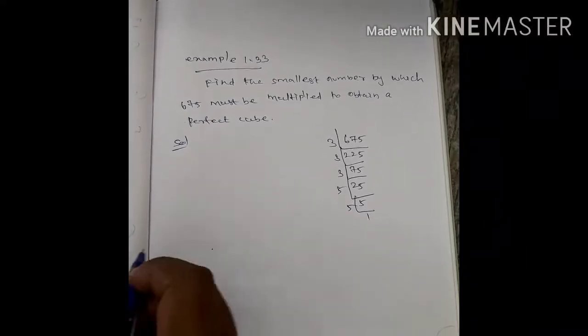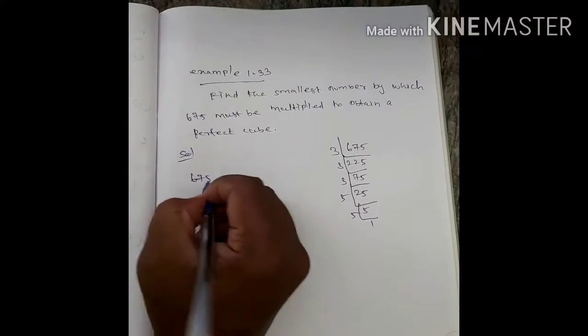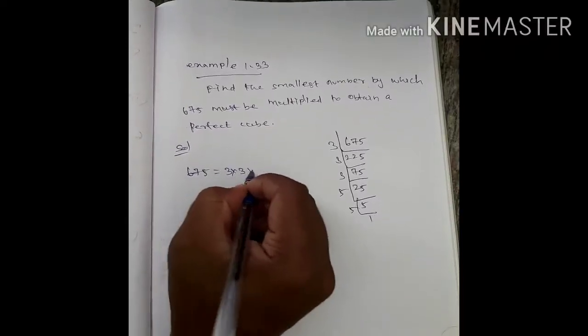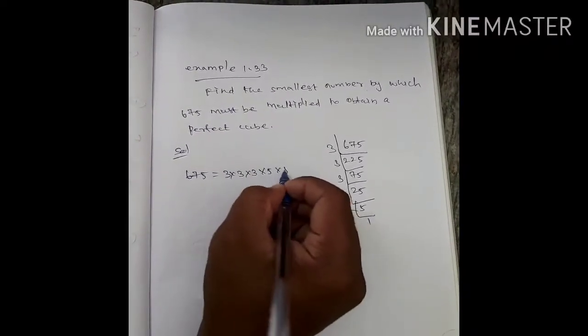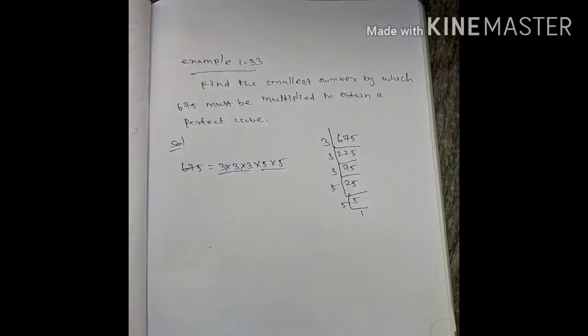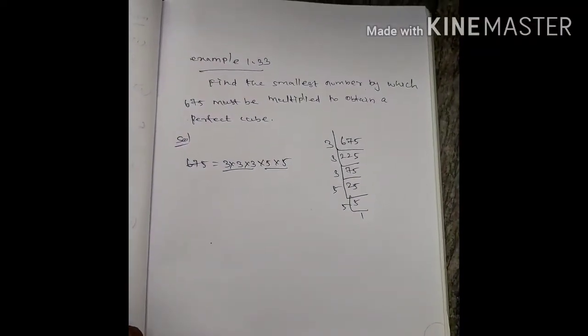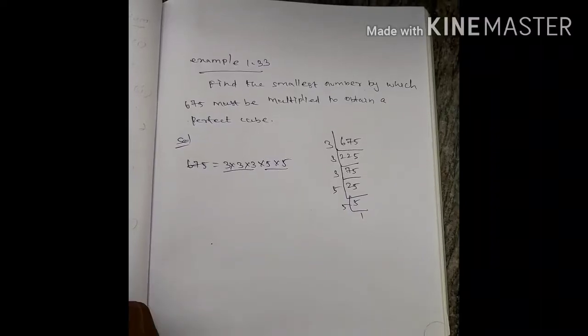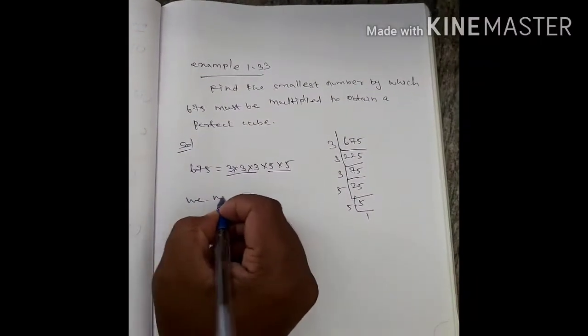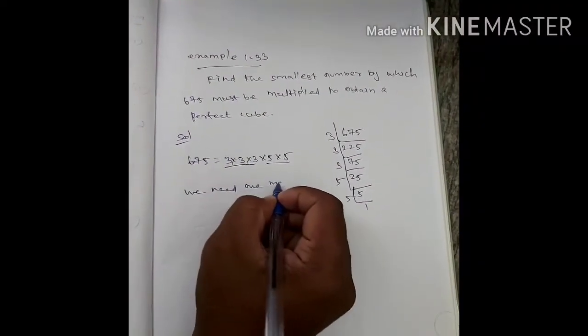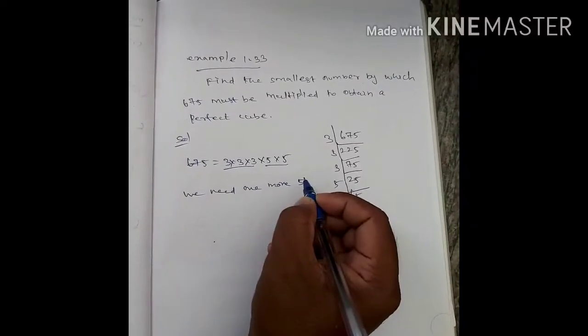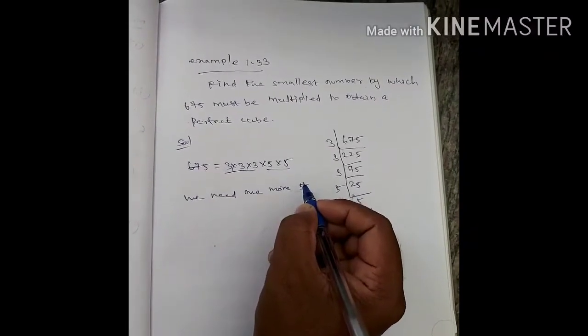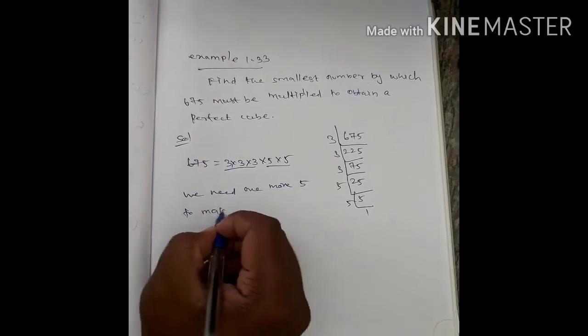So 675 equals 3 multiplied by 3 multiplied by 3 multiplied by 5 multiplied by 5. Here one set of 3 comes, no problem. Again you check, 5 comes only 2 times, so we need 1 more time. So we need one more 5 to make it a perfect cube.